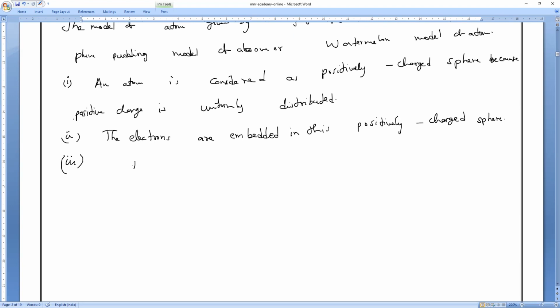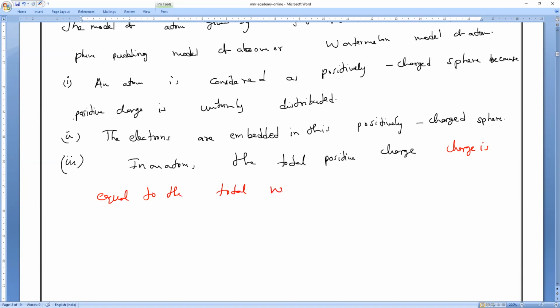This is a very simple model. So in an atom, the total positive charge, actually in the J.J. Thomson model, only the third point is valid: the total positive charge is equal to the total negative charge.